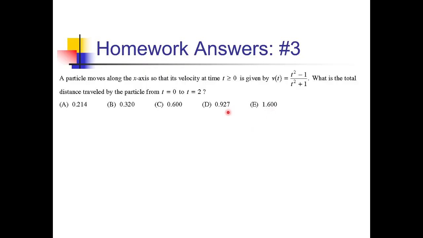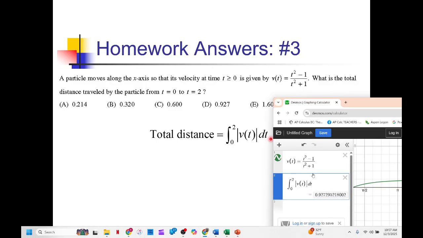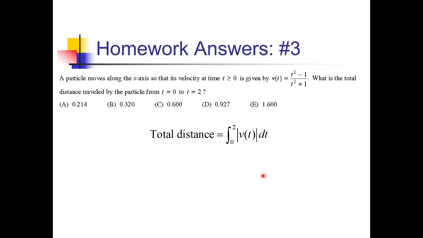So I'm going to have integral from 0 to 2 of absolute value of v of t dt, and I'm just going to put this in my calculator now. So let me put in v first, just to have that. So that's going to be fraction t squared minus 1 over t squared plus 1. And then let me just do int, integral, from 0 to 2. And then inside we're going to have absolute value, v of t, close the absolute value, dt. And that comes out to 0.927, which is going to give us choice D.